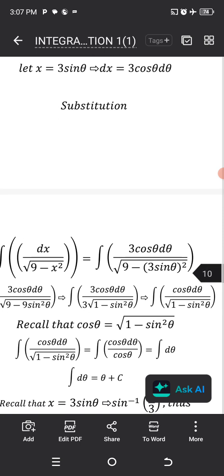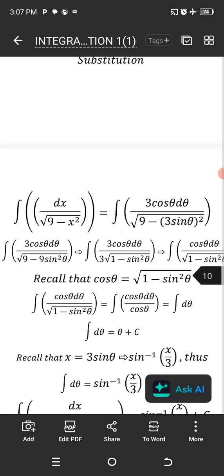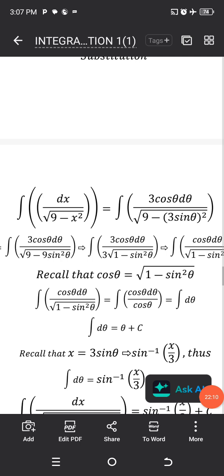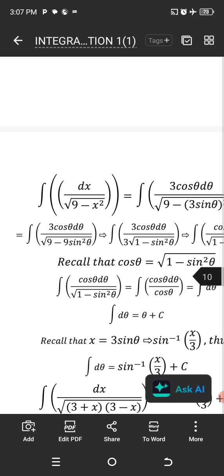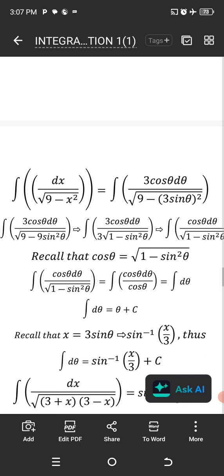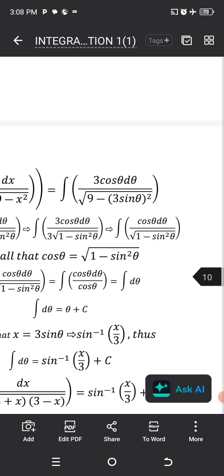And the denominator, the square root of 9 minus x squared, is changing to the square root of 9 minus (3 sin theta) squared. So we eventually have the integral of 3 cos theta d theta all over the square root of 9 minus 9 sin squared theta, which implies 3 cos theta d theta all over, bringing out the 9 from inside the square root, 3 times the square root of 1 minus sin squared theta, because the square root of 9 is 3. Now the 3 is cancelled.